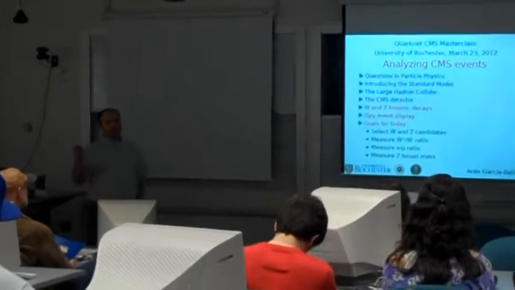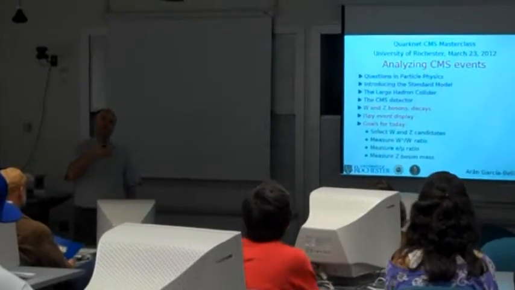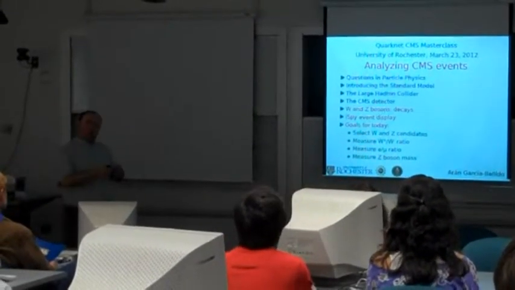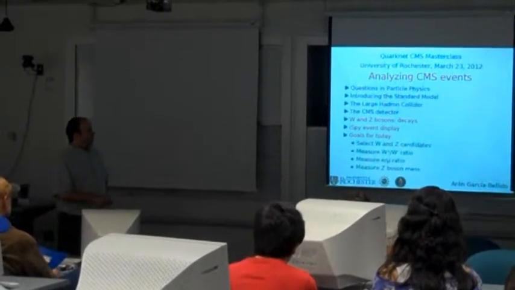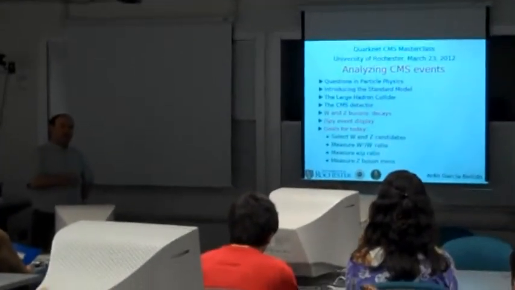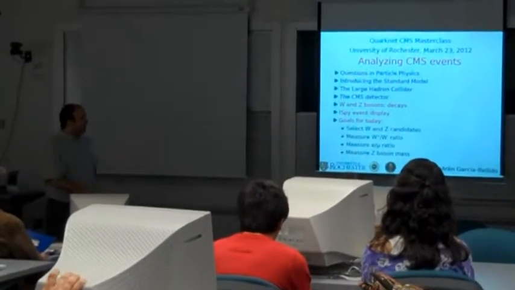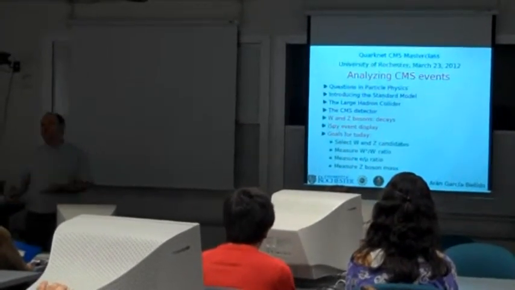So your job will be to distinguish whether the event that you have on your screen is a W production or a Z particle production. Then you're going to tag whether the W is a positive one or a negative one. This is the electric charge. Okay? And then we can measure the ratio, so how many W pluses we produce as opposed to W minuses.